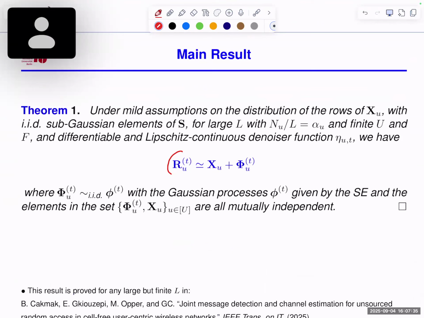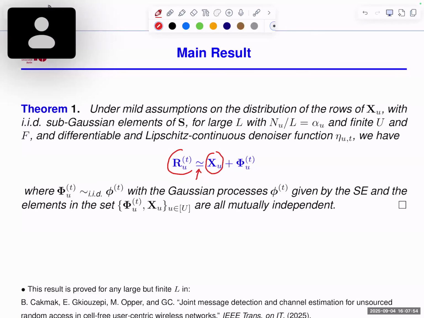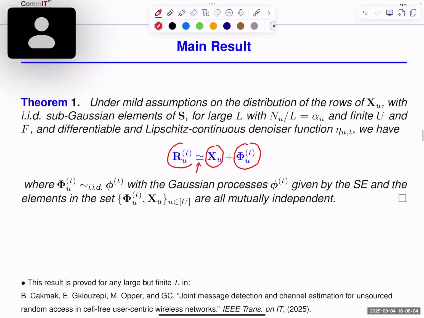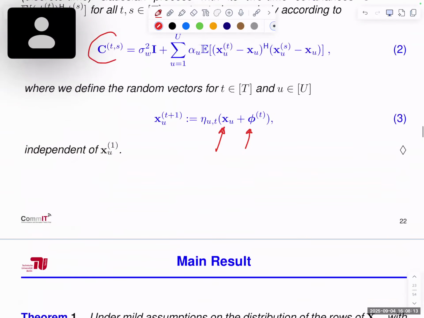And the main result is that the matrices U of T produced by the algorithm at every iteration T have the asymptotic statistics, where this sign means convergence in probability, of the true matrix that we want to estimate, plus a Gaussian matrix, which is mutually independent from the matrix we want to estimate. And this Gaussian matrix is IID by rows, and every row has the statistics generated by the state.